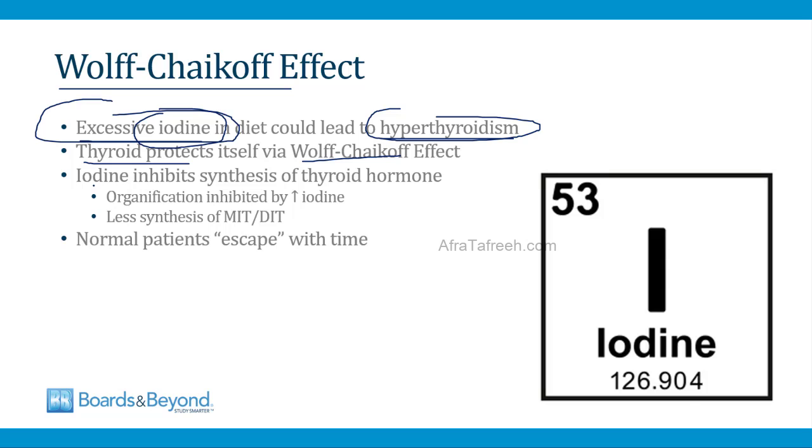When the iodine levels get too high in the thyroid gland, this inhibits synthesis of thyroid hormone. Organification, that process I talked about earlier, is inhibited by high iodine levels in the thyroid gland, and this leads to less synthesis of MIT and DIT. This is just a temporary effect, and normal patients with a normal thyroid gland will escape from this effect over time and will have a brief decrease in thyroid hormone production when there is an excessive iodine level in the body.